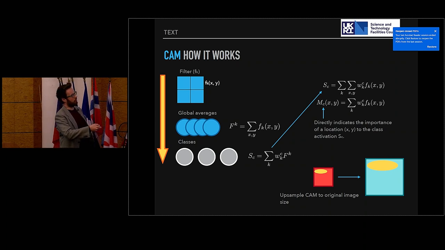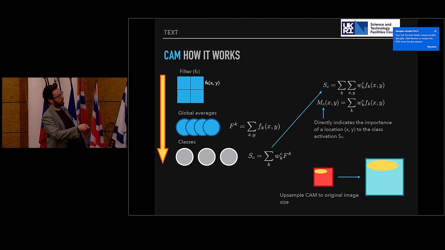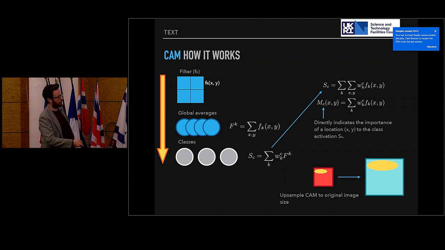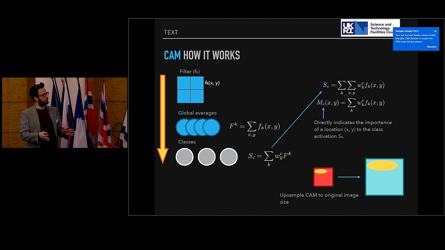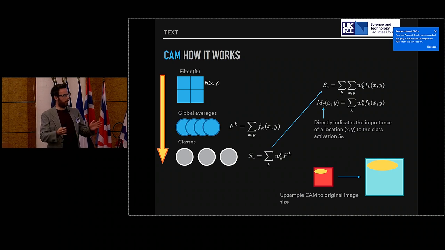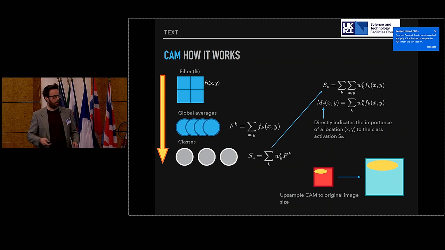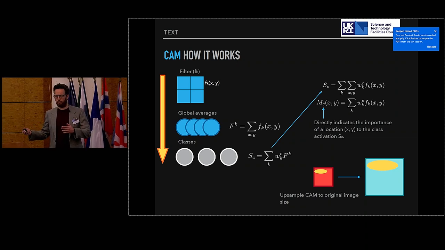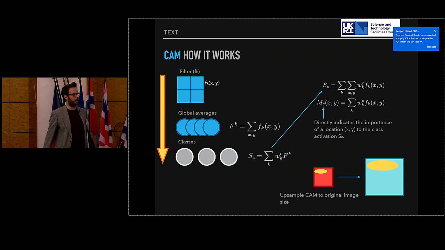And then you can actually look at, on the map, which parts are contributing to that classification by simply removing the summation over the X and Y coordinates. And that gives you your class activation map for the final layer of your convolutional network. And what you can do then is effectively upsample that map to the original image size, and it tells you where in the original image was leading to that classification.